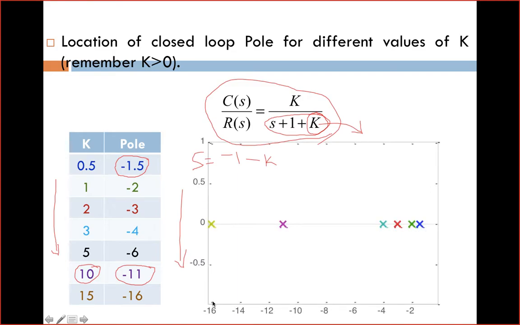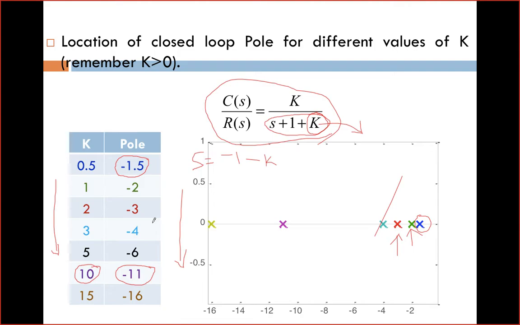Okay, and this is the graph. You can easily identify the location of the pole. For example, if you are considering k is equal to 0.5, this is the pole at minus 1.5, the first pole, that is blue color, then green color. When k is equal to 1, this is minus 2, the red color cross mark, this is a pole which is related to k value 1, and this one is minus 3, something like this is the pole.